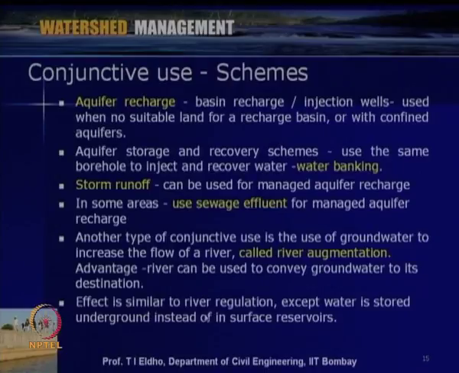The effect is similar to river regulation, except that water is stored underground instead of in a surface reservoir. Surface reservoir water we utilize directly through a canal system or pipe system, but in river augmentation, the water comes back to the river directly through gravity, from the aquifer system on the upstream side to the downstream of the river system. So these are some of the schemes as far as conjunctive use plans are concerned.